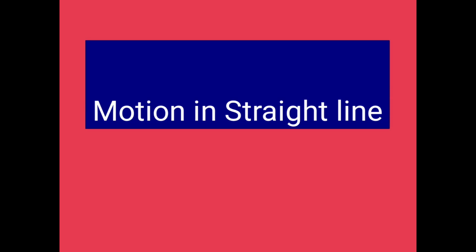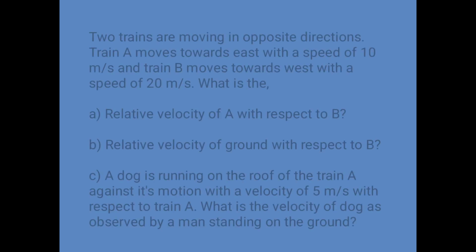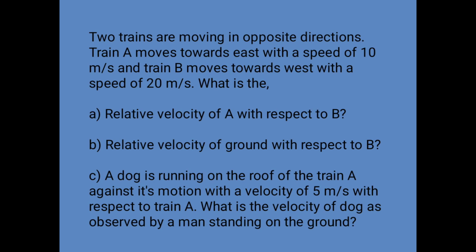We are in motion in a straight line, and in that we are solving problems. Problem number 3 comes here. Let us see the problem. And the problem is, you can see here, two trains are moving in opposite directions.